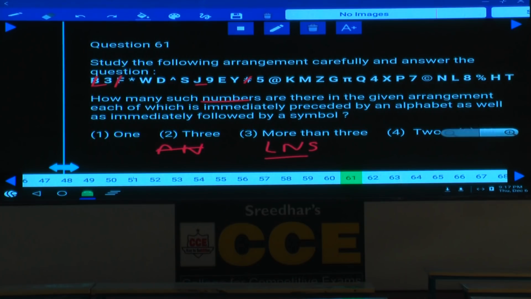Next one, letter, number, symbol. Yes, tell me any answer here. Letter, number and symbol, Q4. And next one, letter, number and symbol, P7 and copyright, isn't it? P7 and copyright, this is one. Letter, number and symbol, there is one more. What is that one? L is a letter and 8 is a number and percentage is a symbol. And how many do we have? There are two such numbers preceded by letters and followed by a symbol.